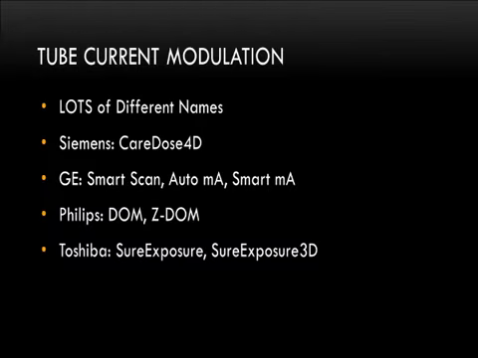So, tube current modulation has lots of different names. Siemens calls it CareDose 4D. GE has lots of different version names, because they're different things: Smart Scan, Auto MA, Smart MA. Philips has DOM, that's an acronym, but I can't remember, I'm sorry. Something about dose modulation. And Z-axis DOM. Toshiba has Sure Exposure and Sure Exposure 3D. This is in the lexicon as well.